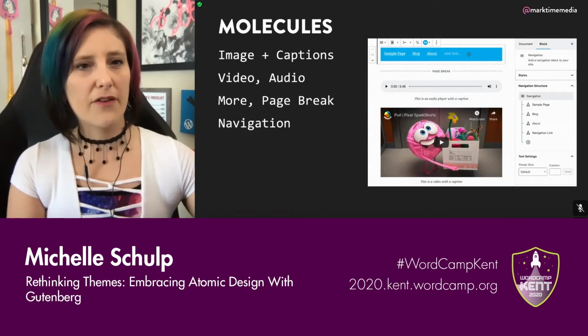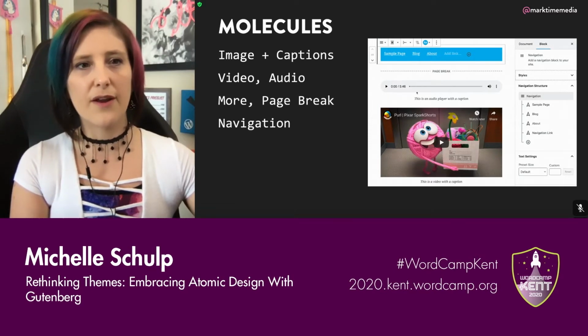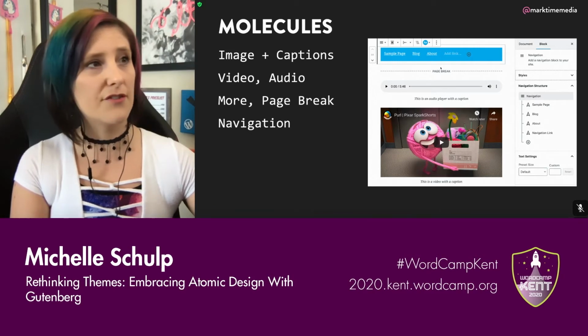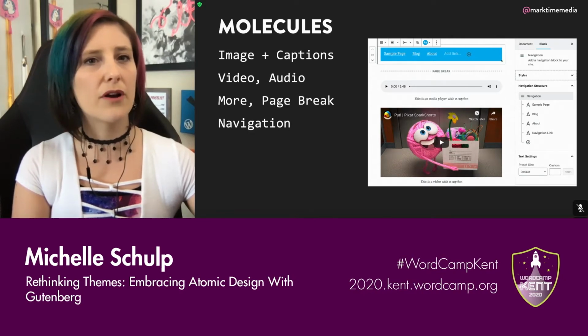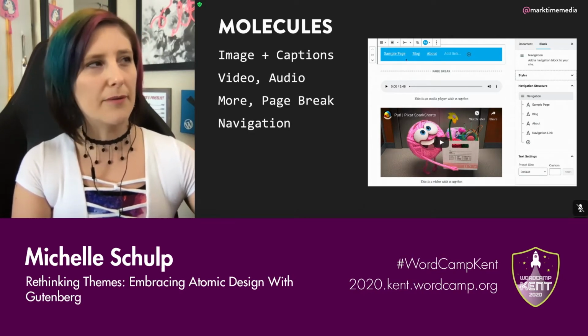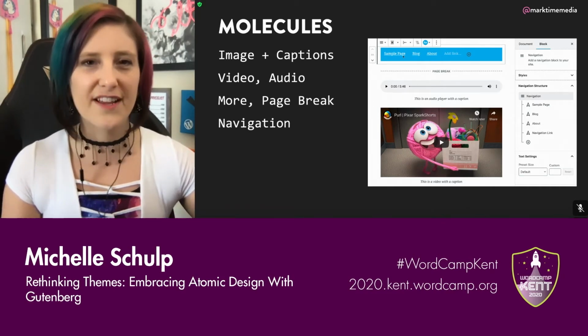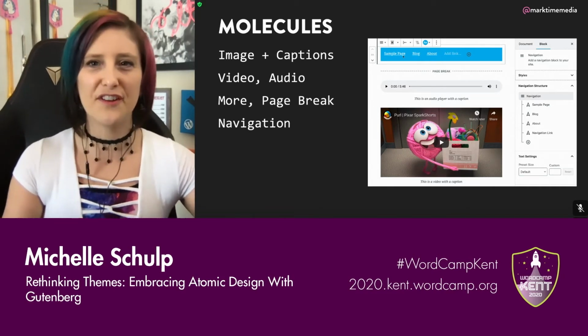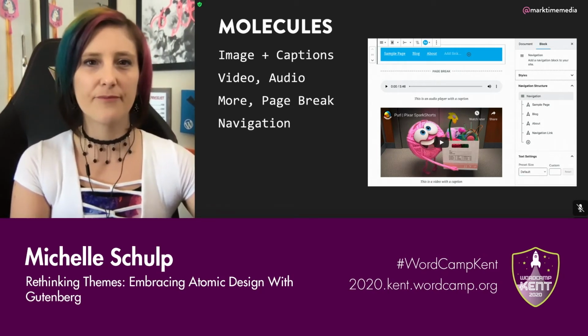Additional examples of molecules. Again, you've got maybe like a video or an audio block, right? These are great examples here. Navigation is a great example. This is something that I believe is still in the Gutenberg plugin. It's not in core yet. I don't remember. I have the plugin enabled on a lot of my sites, so it's hard for me to remember which things have been merged in versus which are still in the plugin, but navigation is a great example of a molecule that you can access.